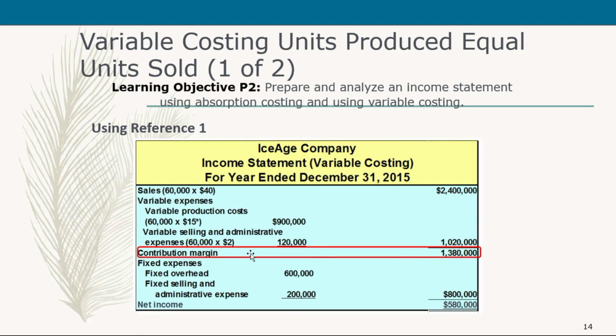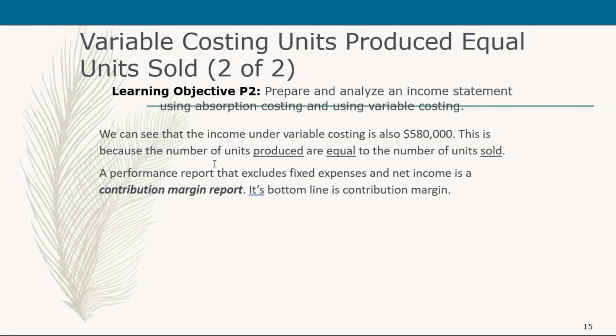Okay, but still they have the same net income, again, under the premise that your units sold and units produced are the same. So in here, we can see that the income under variable costing is also 580,000. This is because the number of units produced are equal to the number of units sold, as I've mentioned earlier. A performance report that excludes fixed expense and net income is a contribution margin report. Its bottom line is contribution margin.